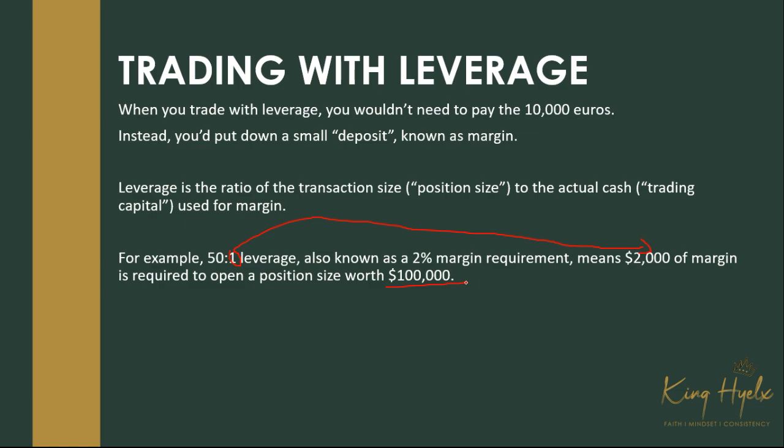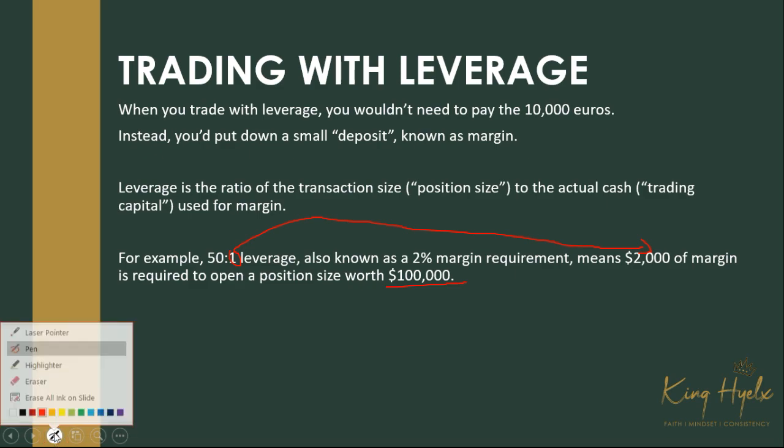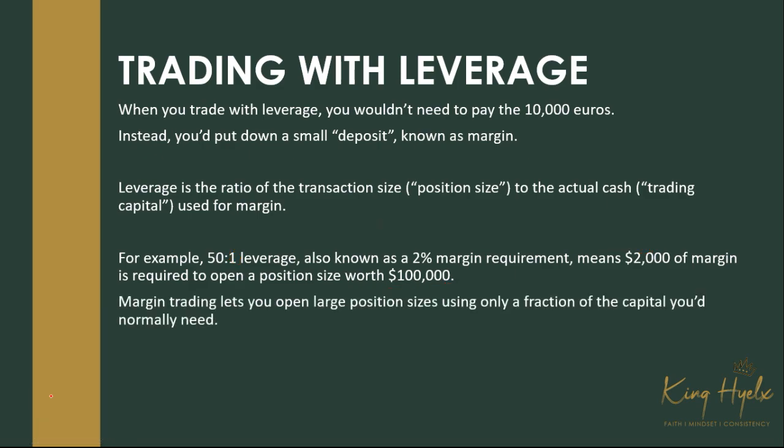I know the concept is making more sense now. As we go further, it will make even more sense. So margin trading lets you open large position sizes with only a fraction of the capital you'd normally need. Because in this case, you would have needed $100,000 to open a standard lot, but because of leverage, a leverage of 50-to-1 allowed you to open a $100,000 position with just $2,000 of your capital. Now some of you out there might be like, hey, I still don't have $2,000. It does not matter. This is just an example.